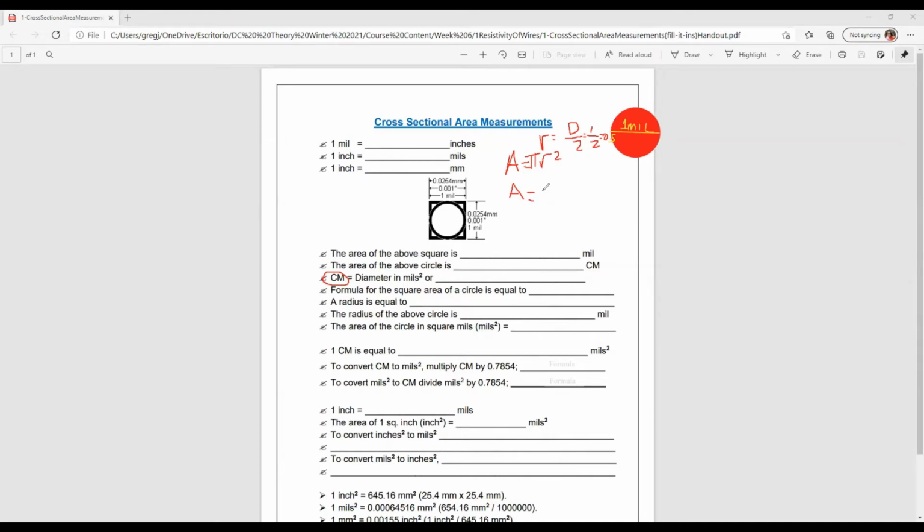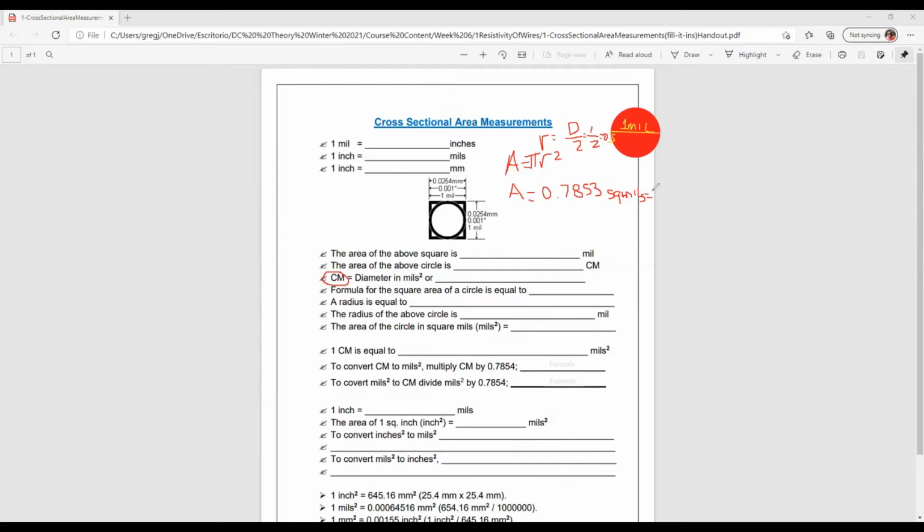So we have that pi is equal to 0.7853 square mils. Are we good so far? That's going to be the area of this conductor in square mils. We have 1 mil in diameter. We apply the formula to find the area, and we find that we have 0.7853 square mils. Any questions or doubts about that area?